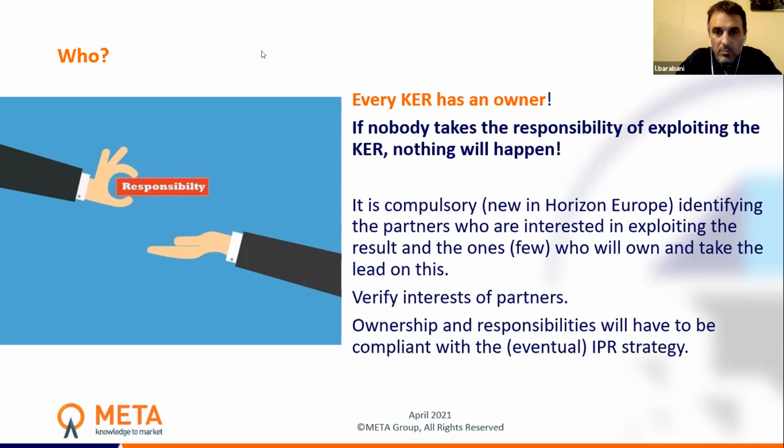So verify the interest of your partners when you write your exploitation strategy. Ask who is interested in participating in the exploitation process, and identify one or, let's say, two, maximum three responsible partners for a key exploitable result. Obviously, ownership and responsibilities should be compliant with your IPR strategy.